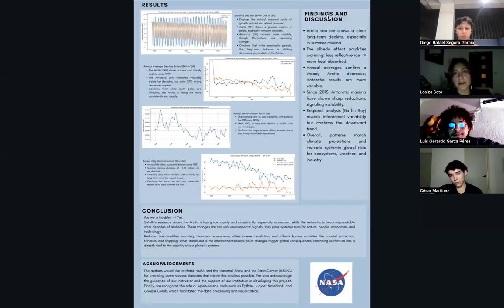So to sum up, the findings and discussions prove that there is a clear long-term decline, especially in the summer. The albedo effect is, as mentioned before, amplifying the warming effect. Less reflective ice means more heat is absorbed. Annual averages confirm a steady Arctic decrease. Antarctic is very variable and unstable, as shown since 2015.